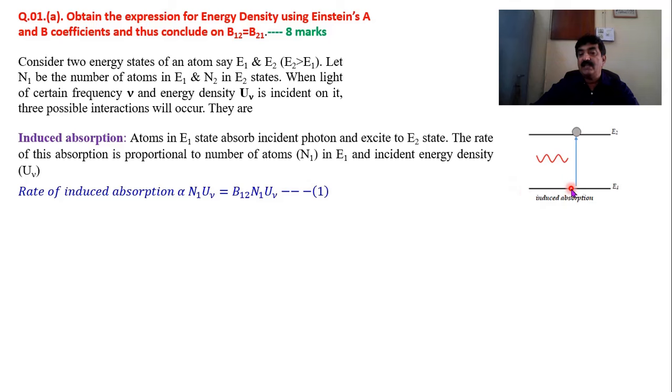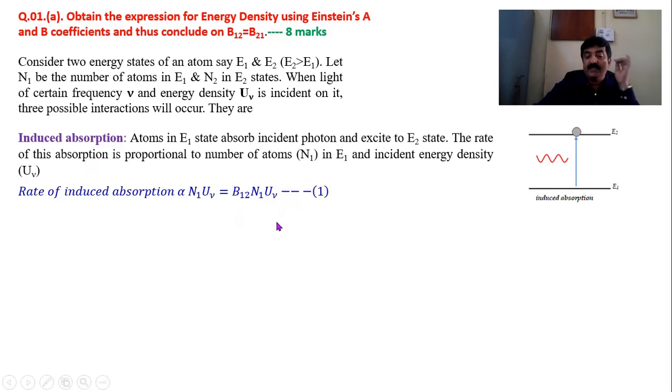That means if more atoms are there, more absorption will be there. Along with that, if the energy is more, there will be more absorption. So the rate of absorption depends on the number of atoms as well as the incident energy. Therefore I have written: rate of induced absorption is proportional to N1 U gamma or U nu. When you remove the proportionality, it becomes equals. Now comes one proportionality constant, that is B12 into N1 U gamma, that is nothing but equation number 1.